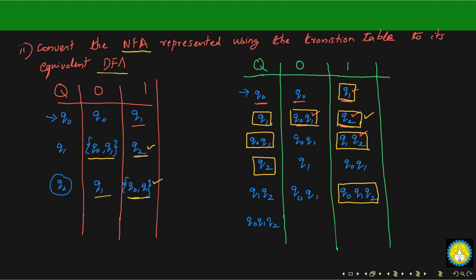Now when I want to write the transition of the state Q0 Q1 Q2 on 0, I have to combine all the entries reflected in the transition 0 in the NFA table. When we combine this, we can see that there are some duplicate values. So the unique values are Q0 and Q1. So you'll be getting Q0 Q1 as the entry here.